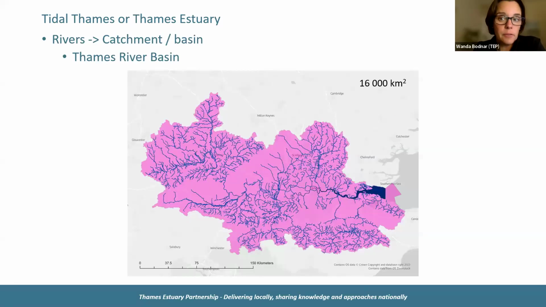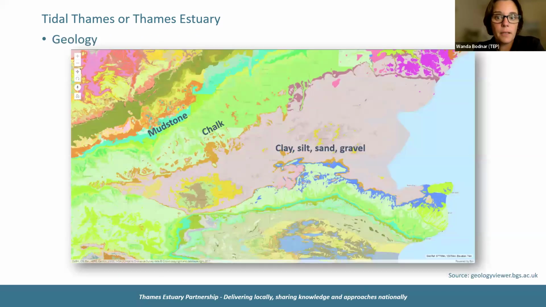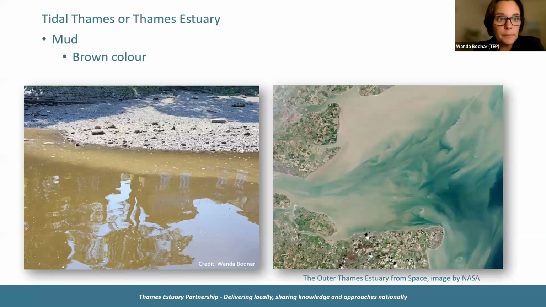Also, because it is a river basin where a series of rivers will carry matter like mudstone, chalk, clay, silt, sand, and gravel downstream, the Thames is a brown river. All that brown color is because of the resuspended and mixed mud that gets carried around by the tides. In fact, the Thames would have been brown already when the Romans arrived, who referred to it as Flumen Thamesis or dark river.